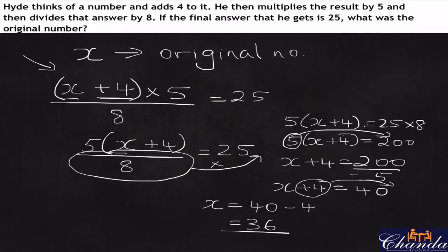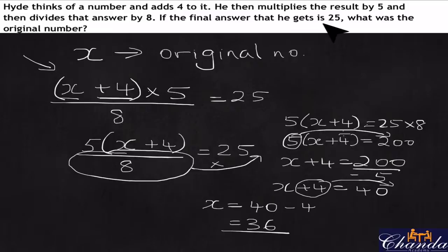And guys, we can actually double check this by just going through the process again. So Hyde thinks of a number, 36, adds 4 to it, becomes 40. He then multiplies the result by 5. So 40 times 5 gives me 200. He then divides that answer by 8. And 200 divided by 8, as you would know, is 25.